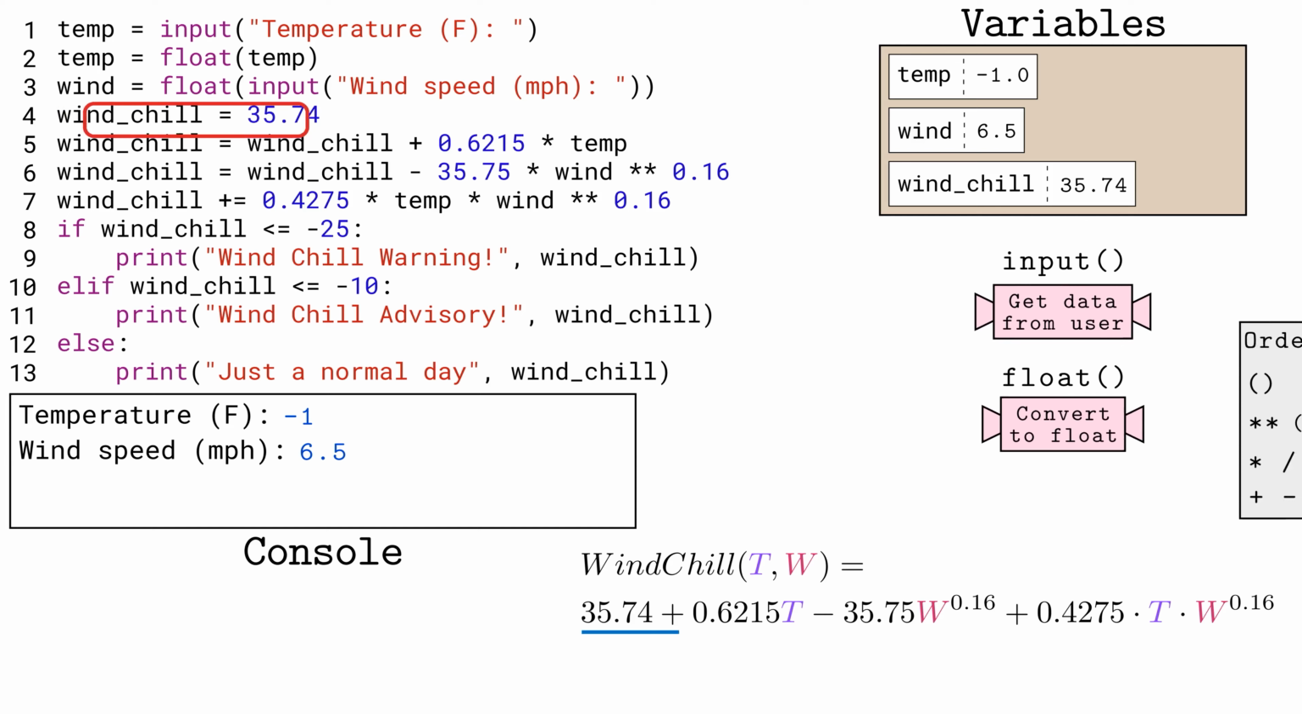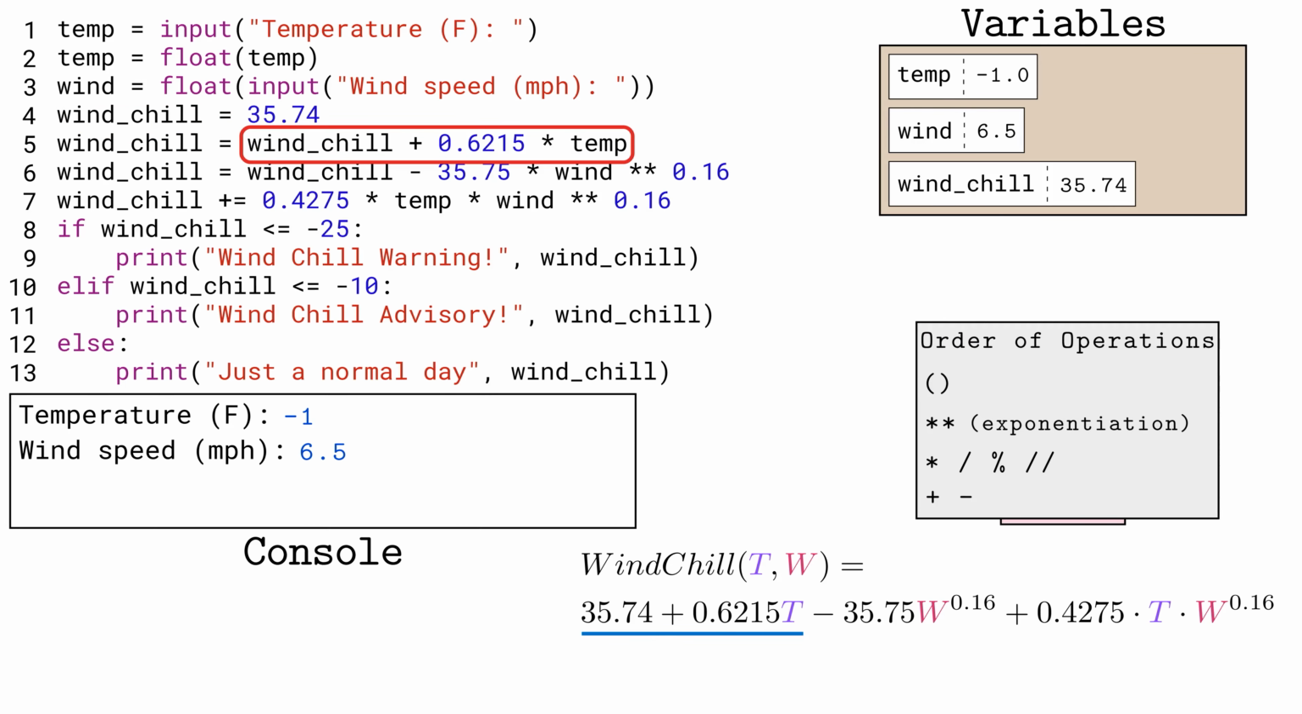The operators on line 5 respect the order of operations you may remember from math class, so multiplication happens first. Python takes a copy of the temp variable and multiplies it by 0.6215. Then it adds that result to a copy of the wind chill variable and then assigns the result back to the wind chill variable using the single equal sign, overwriting what was there before.